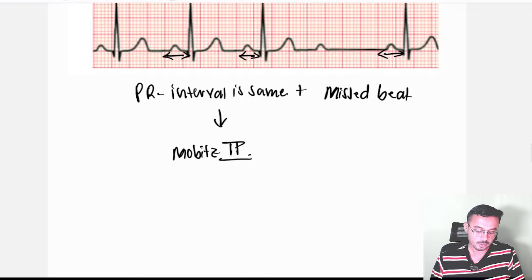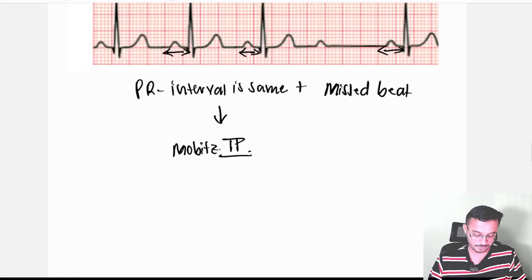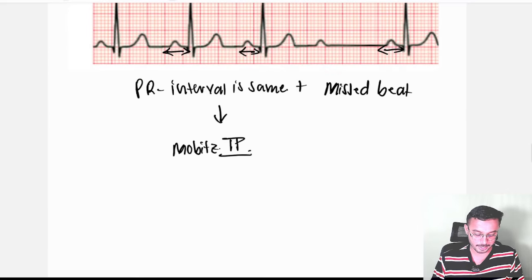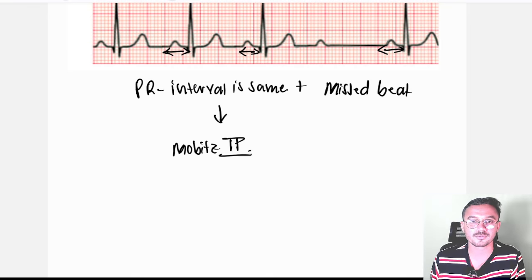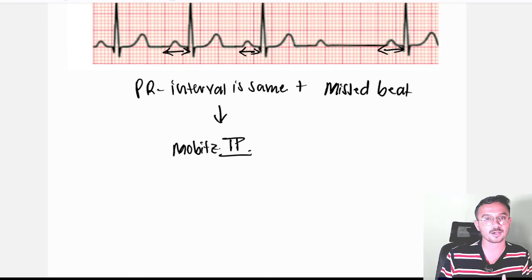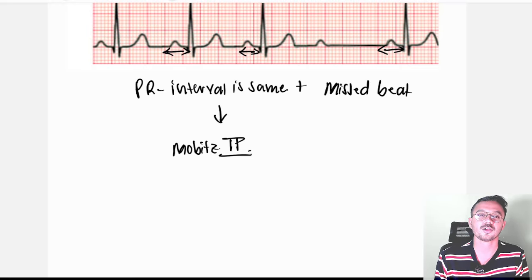Mobitz 1 heart block is also known as the Wenckebach phenomenon, and this is about Mobitz 2 heart block. Okay, so here the problem is in the bundle of His. In Mobitz 1, the problem is in the AV node itself. This is how you can differentiate in an exam between Mobitz 1 heart block and Mobitz 2 heart block. Most of the students get confused in heart blocks. So I will explain how you can differentiate complete heart block, Mobitz 1, Mobitz 2 and all, right?